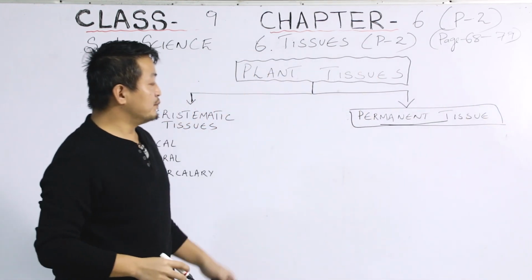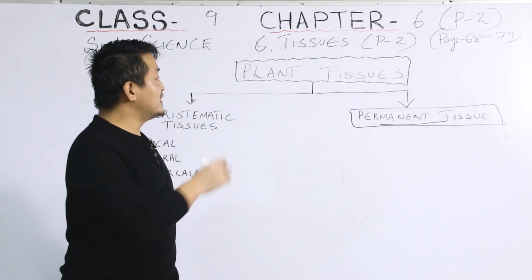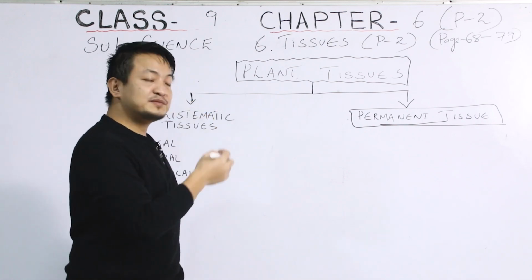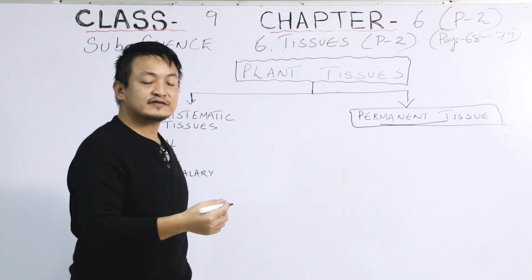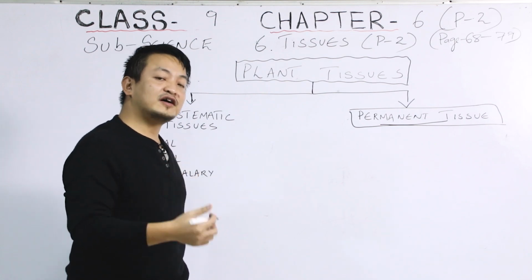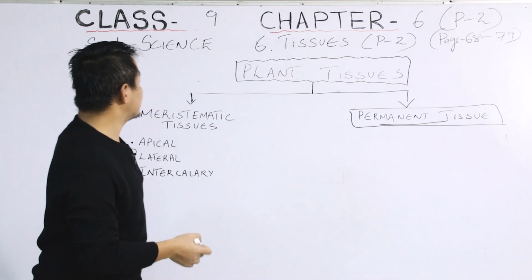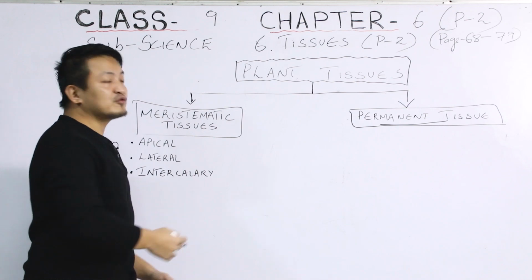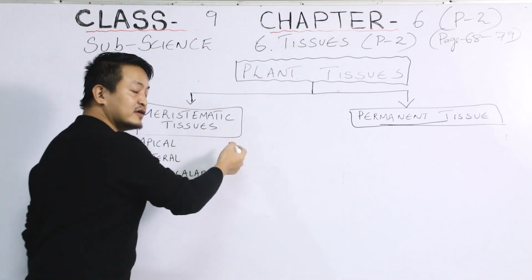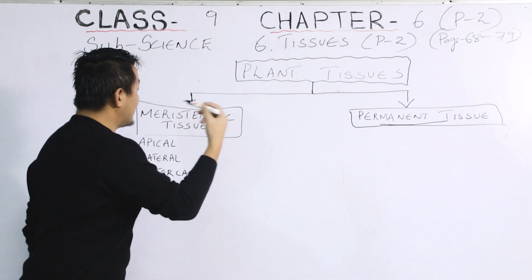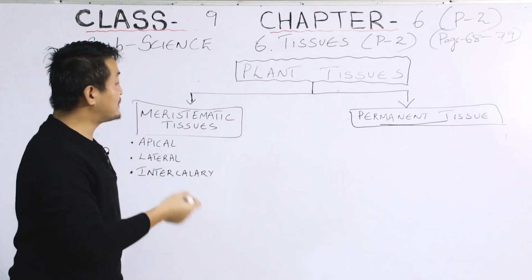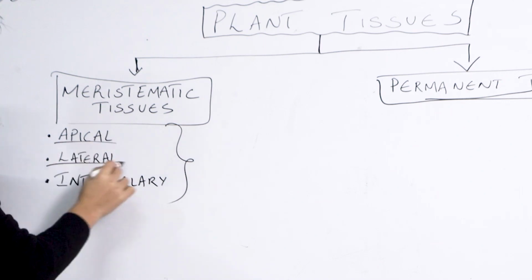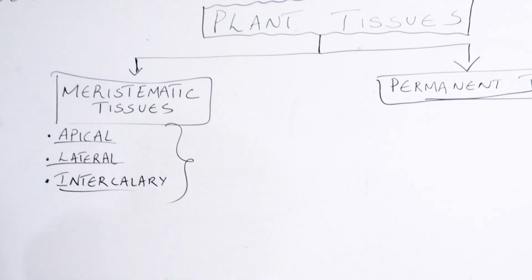Before we start, this chapter is a bit long, but the most important thing is you have to know the names, their location, and the function. Like in the last class, we completed the meristematic tissue. This is about growth, the ability to divide. We discussed three meristems: apical, lateral, and intercalary.